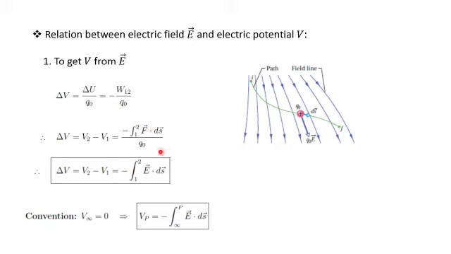By convention, if we set point 1 at infinity, where the electric potential is 0, then the potential at point 2, or in other words the potential at point P at which we want to determine the potential, is equal to the negative of the line integral of E dot ds. So from this relation, if we know the electric field E, we can determine V at that point P.